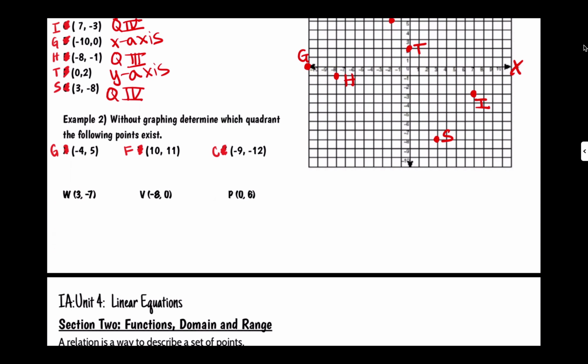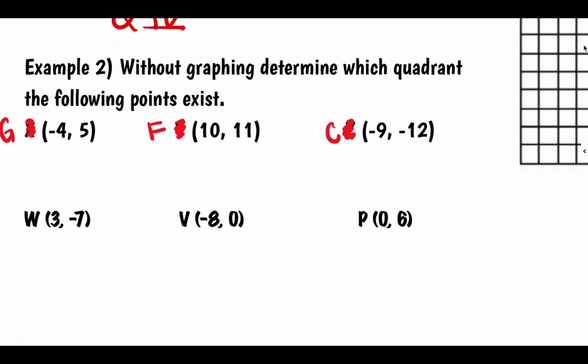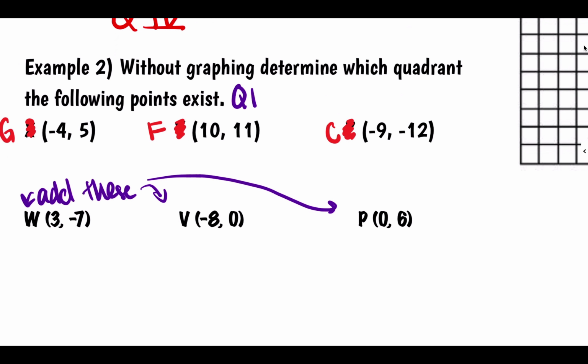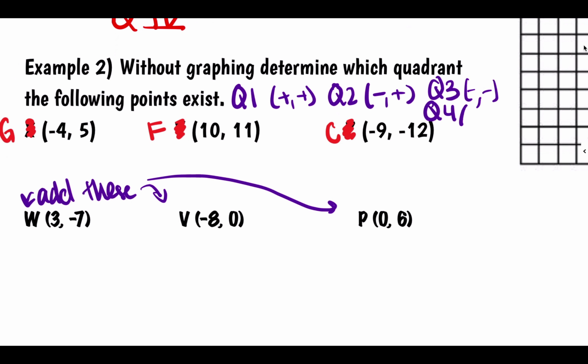Okay, now without graphing, we need to determine which quadrant the following points are in. So I want you guys to add these extra points in. So remember, quadrant 1 is both positive. Quadrant 2 is negative, positive. Quadrant 3 is negative, negative, and quadrant 4 is positive, negative.